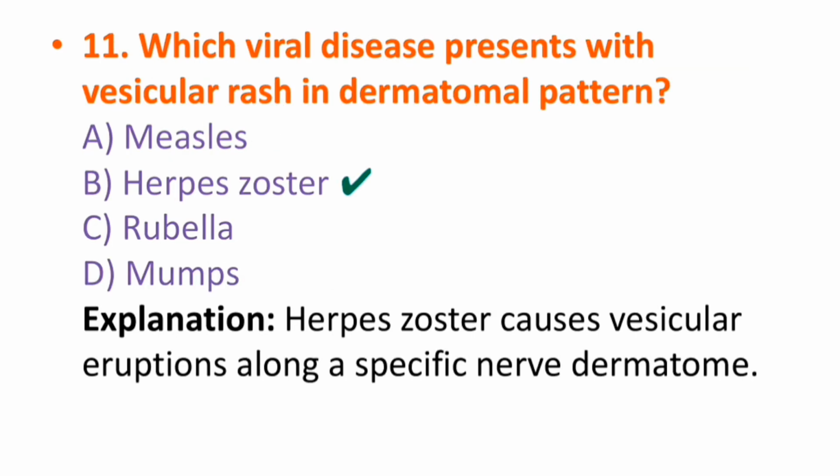Which viral disease presents with a vesicular rash in a dermatomal pattern? Option A measles, option B herpes zoster, option C rubella, option D mumps. The correct answer is option B, herpes zoster. Herpes zoster causes vesicular eruptions along a specific nerve dermatome.